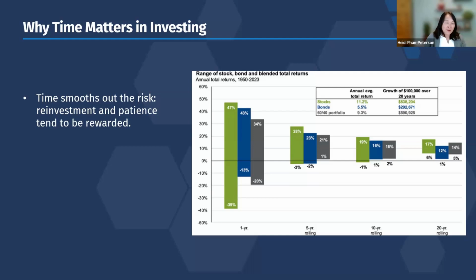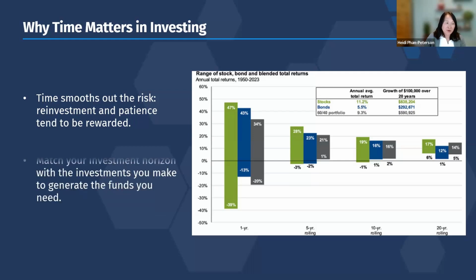Yeah. So the takeaways are that time smooths out the risk, and investment and patience tend to be rewarded. What you want to do is match your investment horizon with the investments that you make to generate the funds that you need, which was the car example and the retirement example. You want to match to your time horizon.